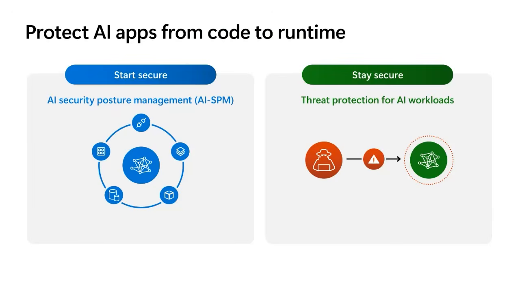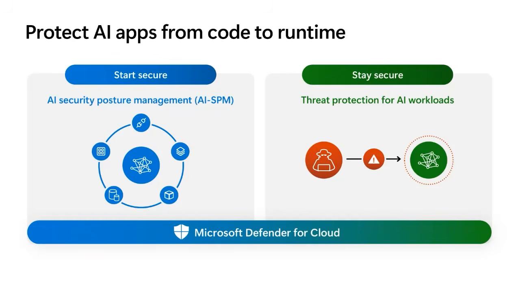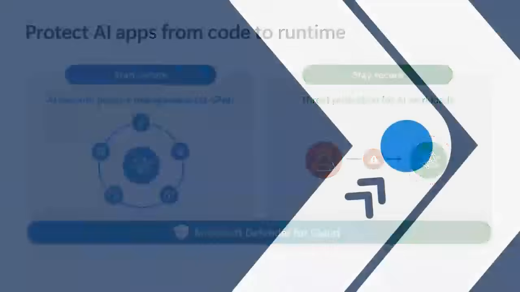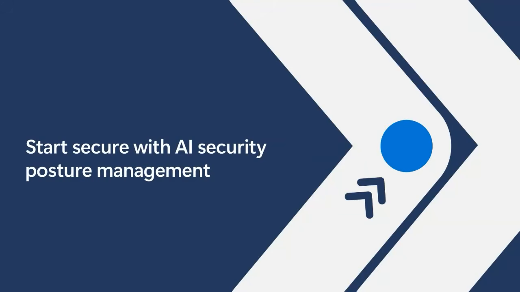Now let's talk about how Defender for Cloud can improve security posture and protect AI apps from code to runtime. Defender for Cloud can help the next generation of AI application with a single security solution from code to runtime to stay secure with AI security posture management and stay secure with threat protection for AI workloads in runtime. So let's dig a little deep into the posture management.